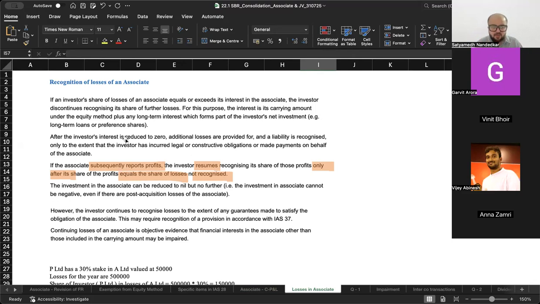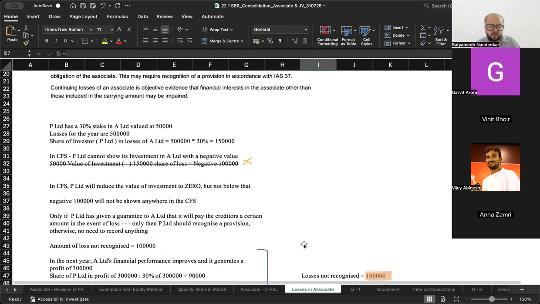The rule is, if an investor's share of losses of an associate equals or exceeds its interest in the associate, the investor discontinues recognizing the share of further losses. For this purpose, the interest in it is its carrying amount under the equity method plus any long-term interest which forms a part of the investor's net investment. After the investor's interest is reduced to zero, additional losses are provided for and a liability recognized only to the extent that the investor has incurred legal or constructive obligation or made payments on behalf of the associate.